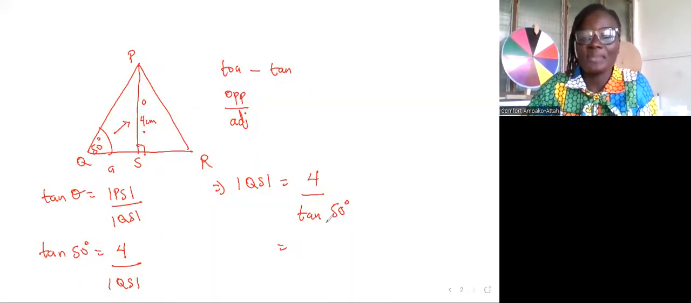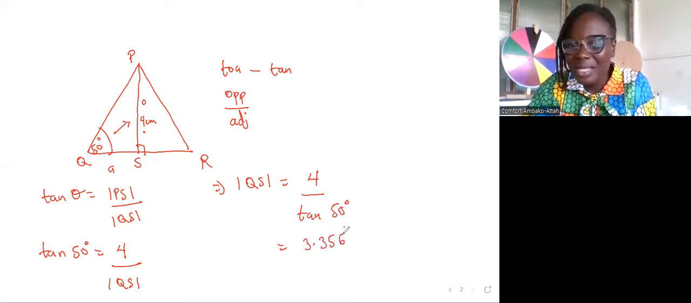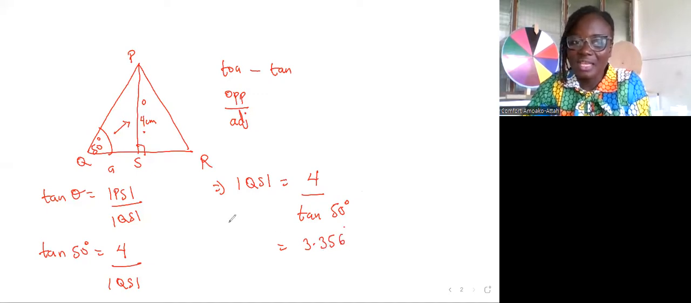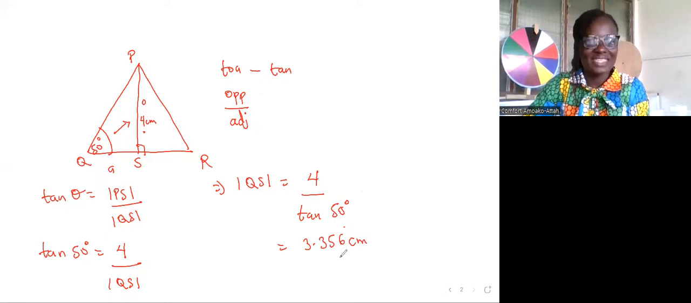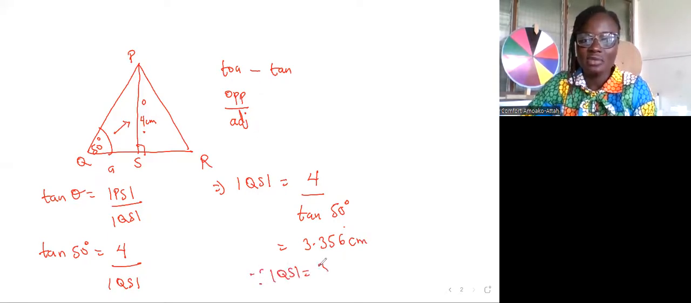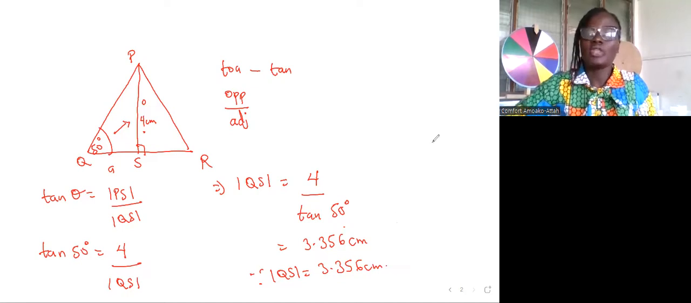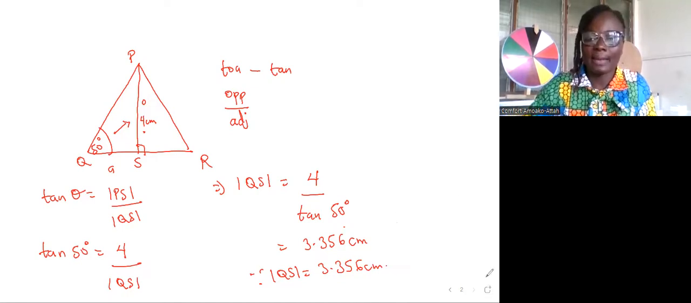So after punching, what did you get? 3.356. What is the SI unit here? It's a distance, so centimeters. Therefore, we have line QS as 3.356 centimeters. Okay, good. Now let's pick a second example.